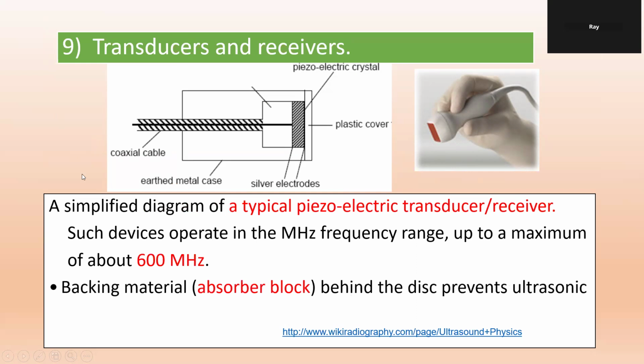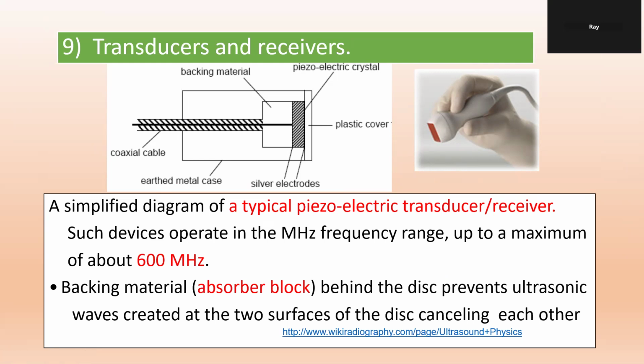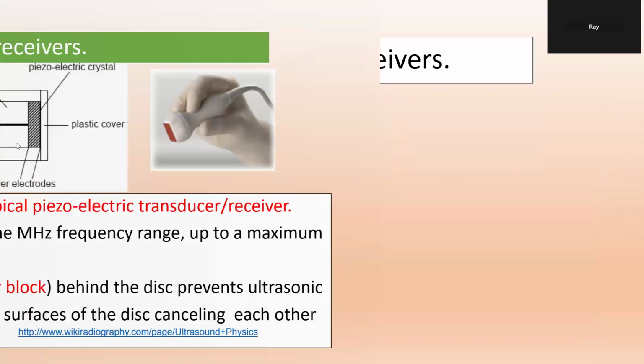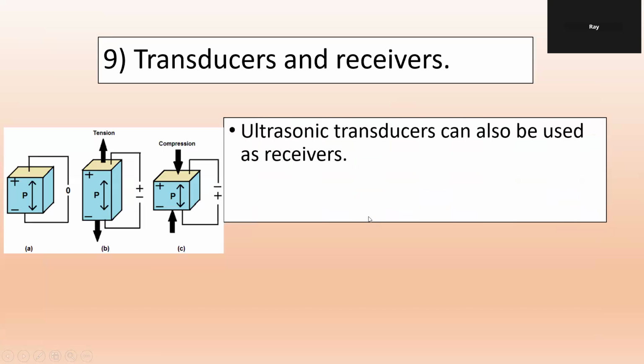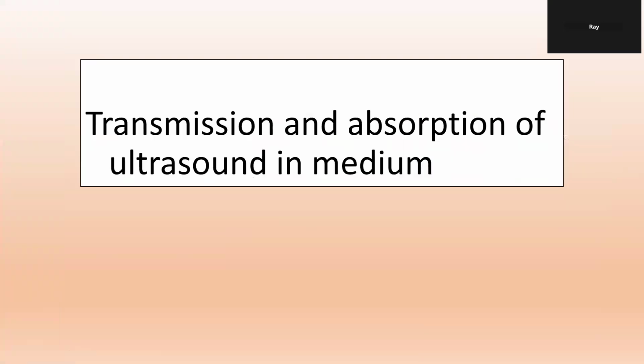Backing material. The absorber block behind the disc. That's your backing material. Behind the crystal, it prevents the ultrasonic waves created at the two surfaces of the disc from cancelling each other. Transducer and receiver: an ultrasonic transducer can also be used as a receiver.